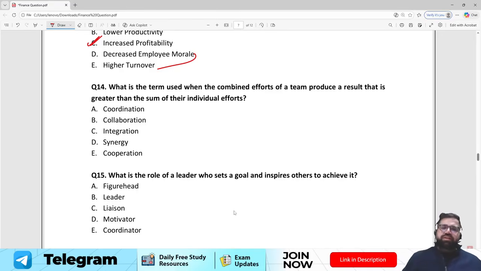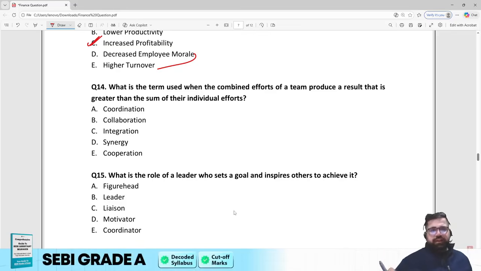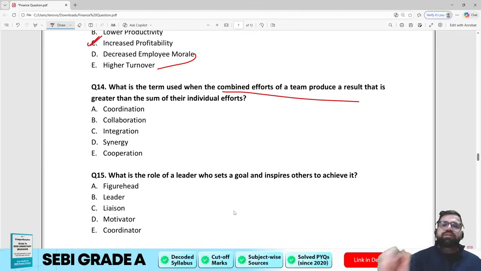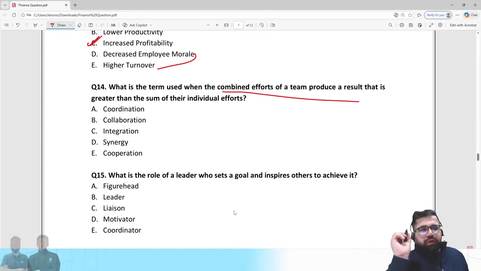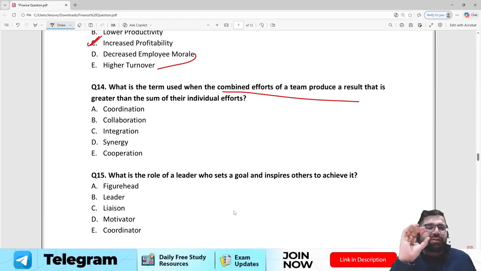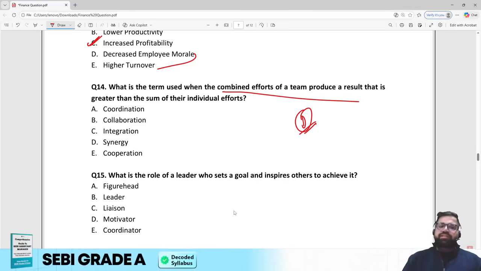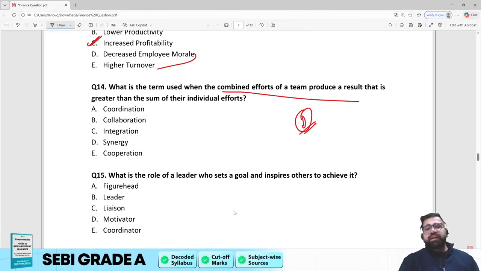Question number 14. What is the term used when the combined efforts of the team produce the result that is greater than the sum of the individual efforts? So over here you have combined efforts of the team, right? Collaboration, coordination, integration, synergy, or cooperation. Now this question looks tough because all the options are kind of close to each other, but we are providing the correct answer as option number D, which is synergy. Synergy means what? That everybody is working, nobody is isolated, and this is one of the roles of a manager also, or a role of a leader also.